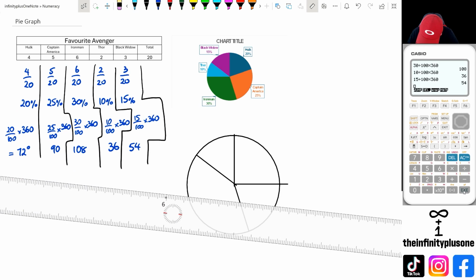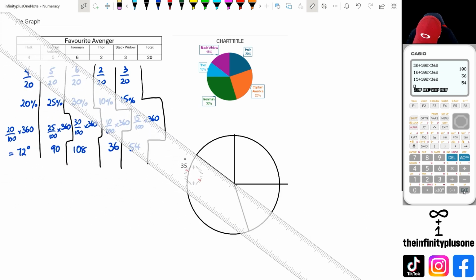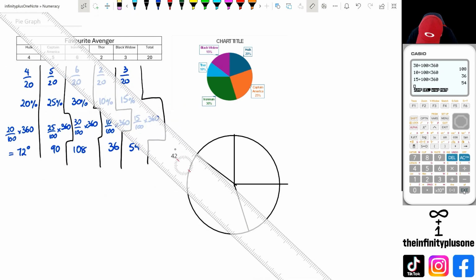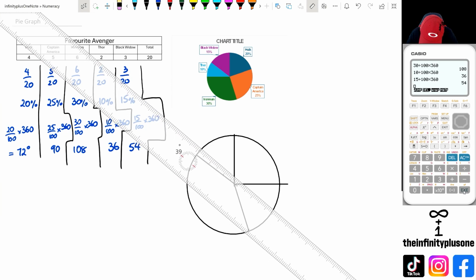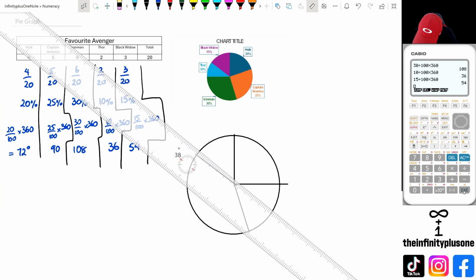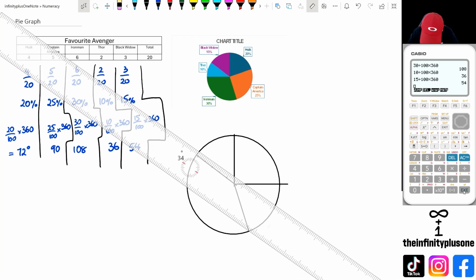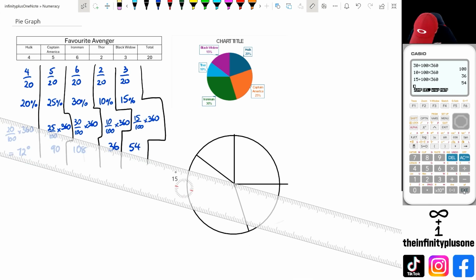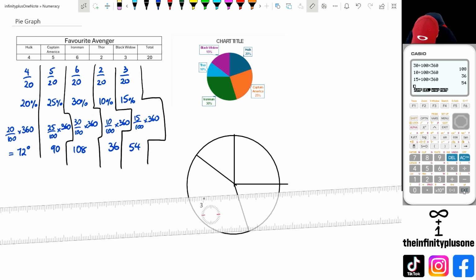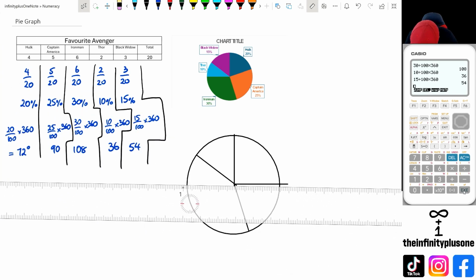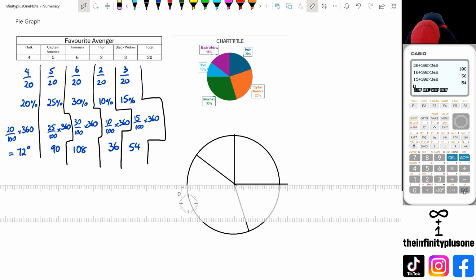So the last one I got to do is 54. No, I already did 54, which is 36, and then 54 and 36. Why is this making 90 again? Just want to check if I've done everything right. 90, 72, 108, 36. Yeah, 54 and 36. No, that's right, what I've done. I was questioning myself at one point, because 36 plus 54 is 90 degrees.